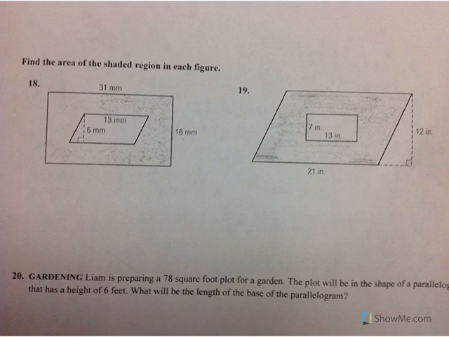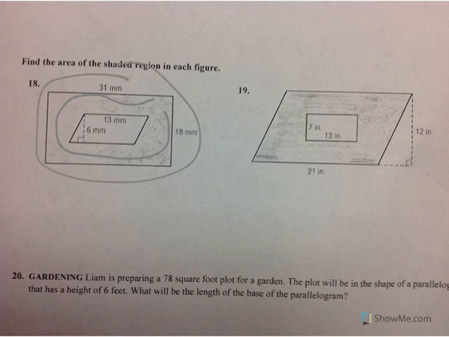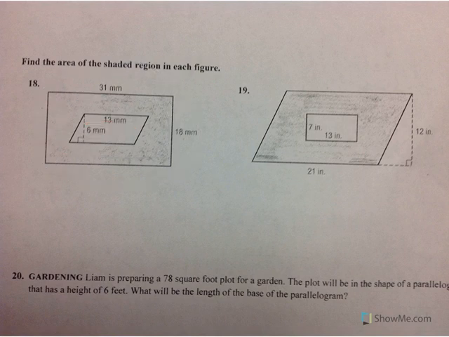Okay, the next one is number 18 I'm going to help you with. And here it says find the area of the shaded region. So the shaded region is all of that outside there. So I'm going to find the area of this big rectangle, and then I'm going to take away this little rectangle right there. So I'm going to have to do 2 problems and then subtract the 2 from each other. So I'm going to find the area of the big rectangle and then subtract the area of the parallelogram there.